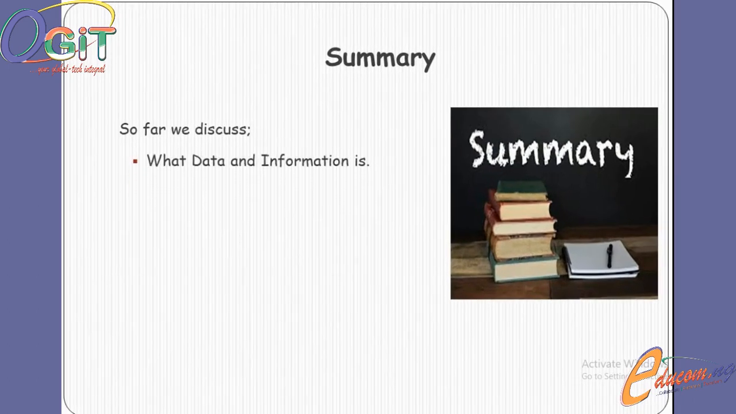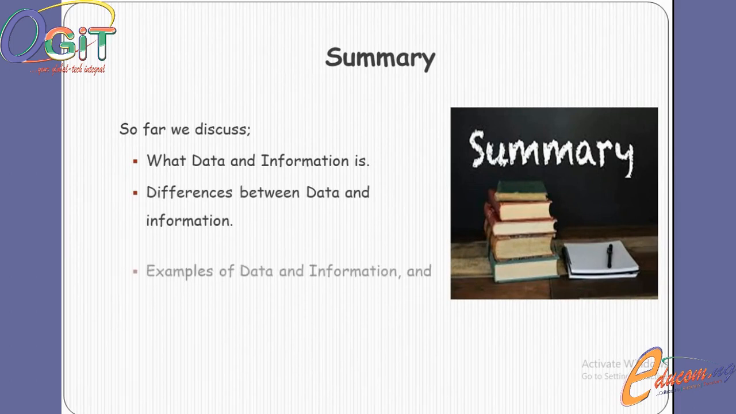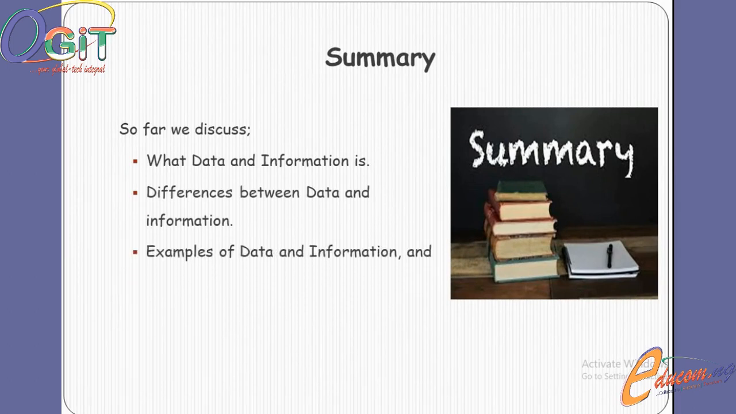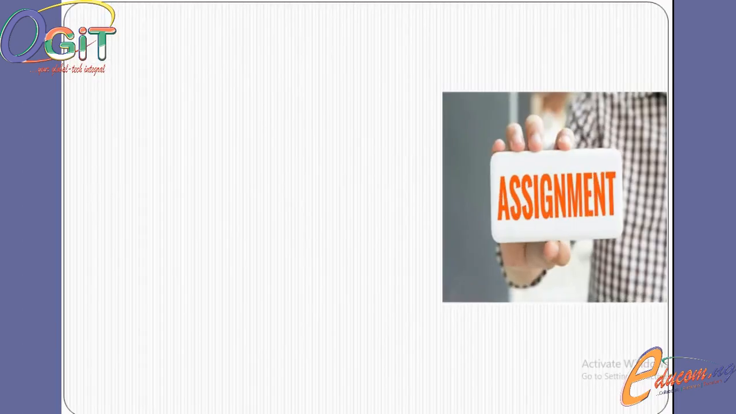Summary. So far, we discussed what data and information is. We discussed about the differences between data and information. We also discussed about the examples of data and information, and we also discussed about data processing cycle.